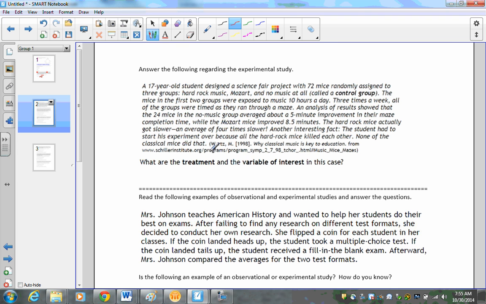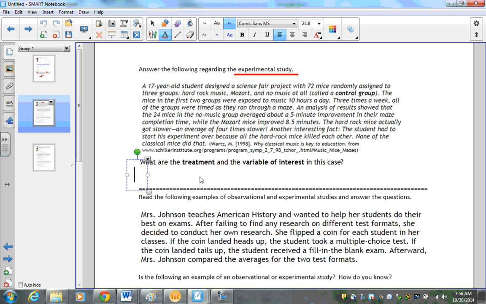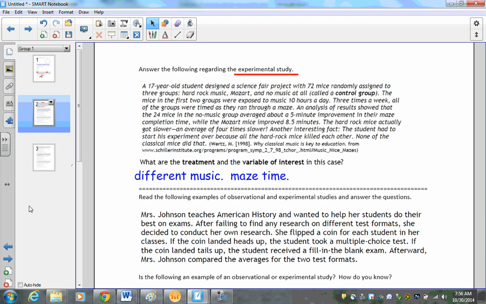I'm not going to waste video time on this. It already says it's an experimental study. And of course, whenever you're dealing with mice, more than likely you're dealing with an experimental study. Now, what is the treatment? Okay, the treatment is the different music. What is the variable of interest? Well, if you keep reading, it is their maze time. So the treatment would be the different music that is being imposed on the mice, and the variable of interest is, okay, let's see how fast the mice can run through the maze.